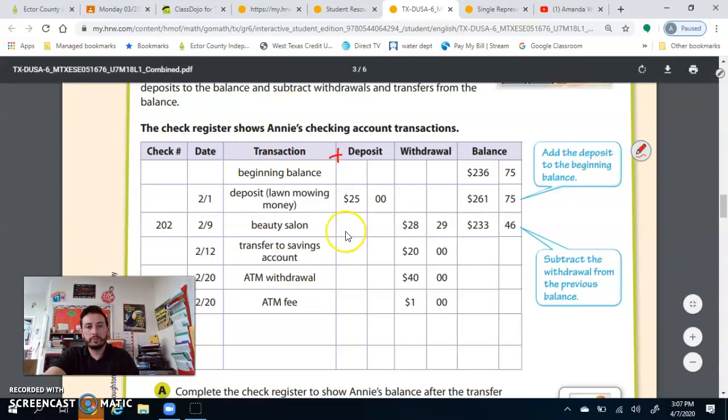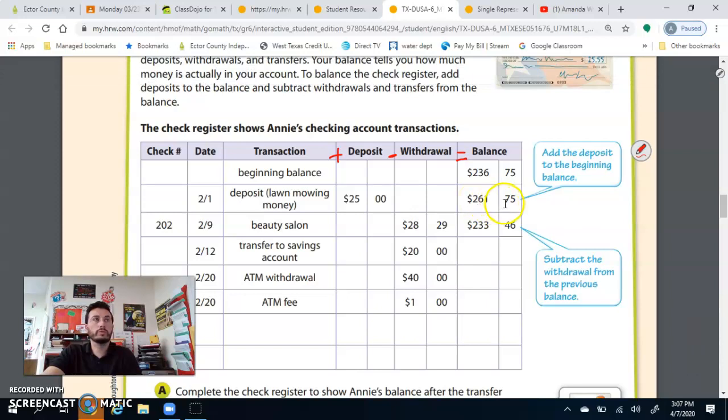Plus sign on deposit and a subtract sign on withdraw. That way you know which one you add to and which one you subtract. Now on the balance, that's what it equals. So the beginning balance, I started off with $236.75. We put in $25 into the bank for mowing lawns. They added it, and you got $261.75. But then I went to the beauty salon, got my hair done, my nails done, cost $28.29. We subtract that, and it becomes $233.46.